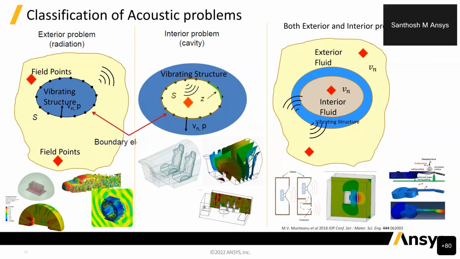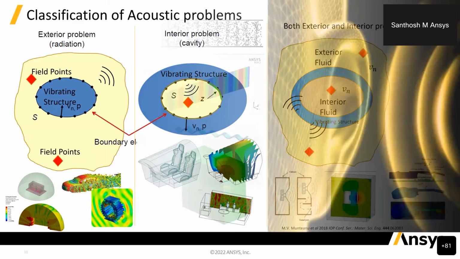There are problems where we need to consider both interior and exterior acoustics. Typically for a car, both the in-cabin experience and the noise radiated outside the car are important, but they can be separated and studied independently. But for certain products, we cannot separate them out. We need to study them in a tightly coupled way.